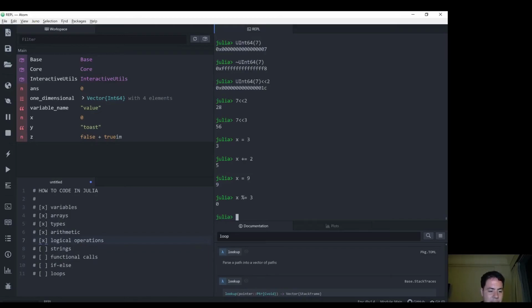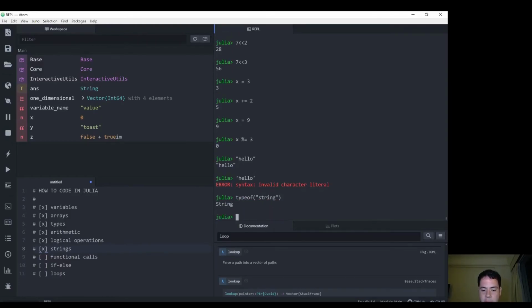Okay, so that's arithmetic. Let's look at strings. So a simple string in Julia is just within the quote marks. I don't believe it works with single. Yeah, it has to be double quote marks. We can do typeof string to show you the type of the string. And we can concatenate strings.